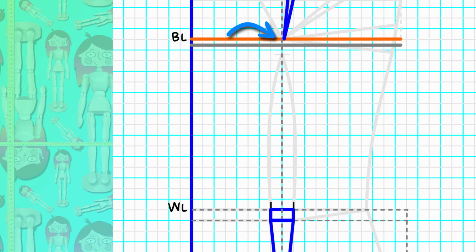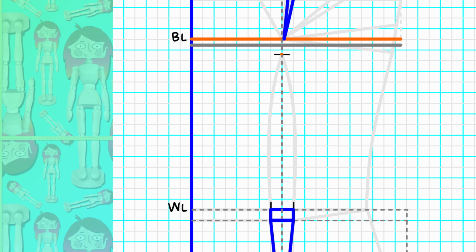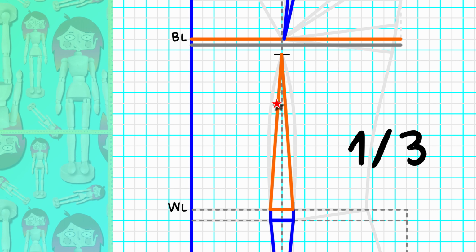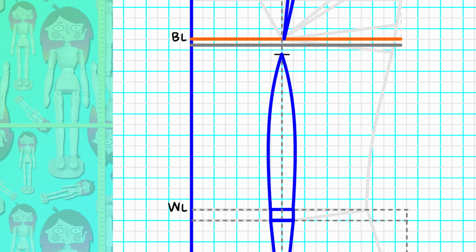Go back to the high figure point and mark 3/4 of an inch down on the guideline for the low figure point. That will be the top of the waist dart. To add more fitting to your dart, measure 1/3 of each leg and round 1/4 of an inch to the outside. Make that dart curvy.